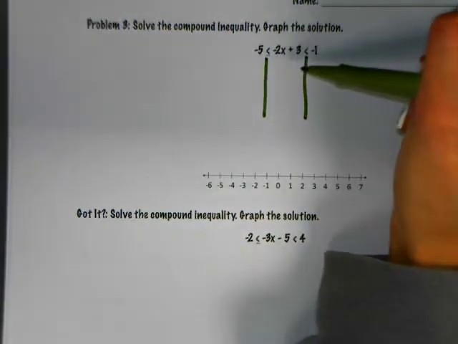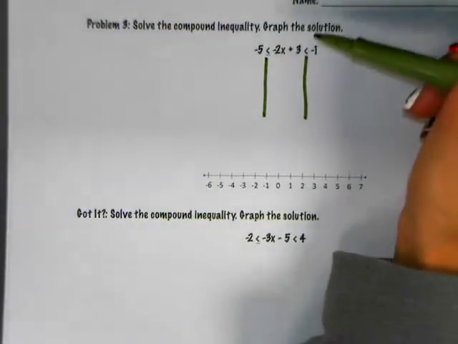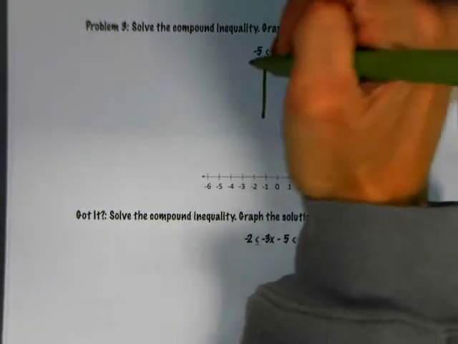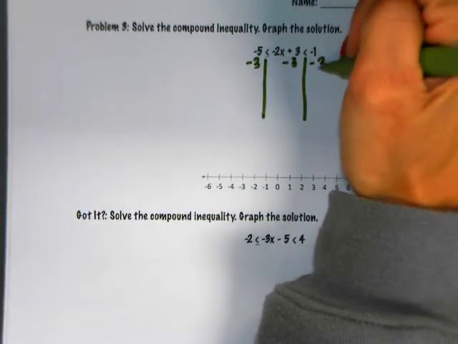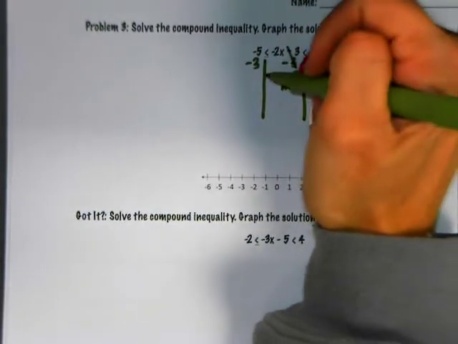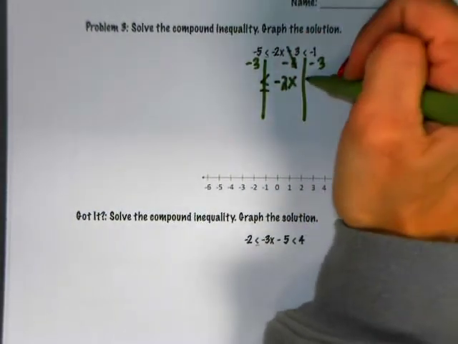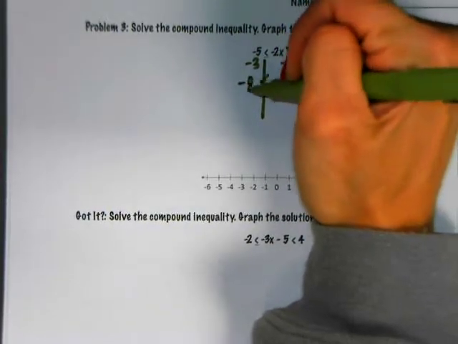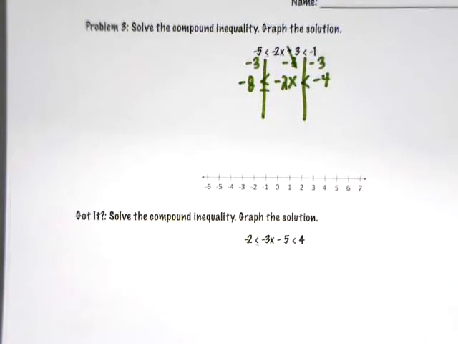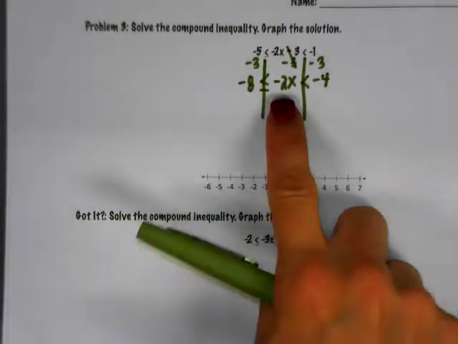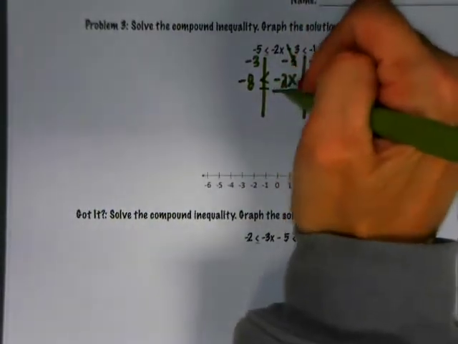When I'm solving this one first, I'm looking in the center. What would I have to do first to solve it? -3. Yeah, -3. Then -2x is going to be -4, -8. And then how would I keep solving it? Divide by -2.